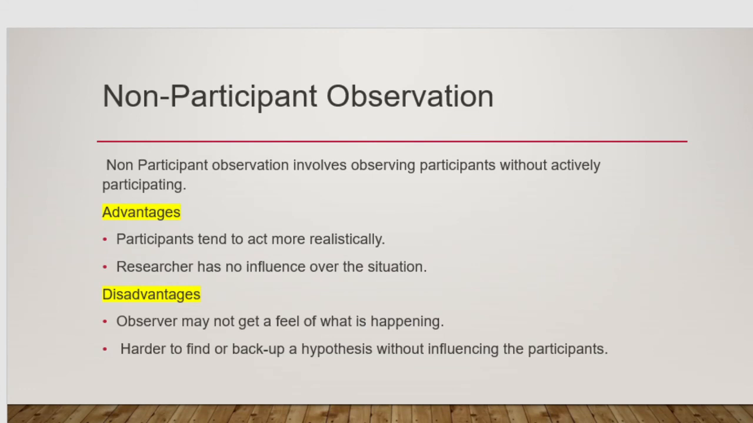Non-participatory observation. Non-participatory observation, which is also known as non-participant observation, involves observing participants without actively participating. The advantages are participants tend to act more realistically. The researcher has no influence over the situation. The disadvantages are the observer may not get a feel of what is happening, and it is harder to find or back up a hypothesis without influencing the participants.